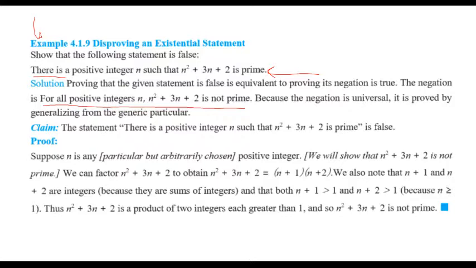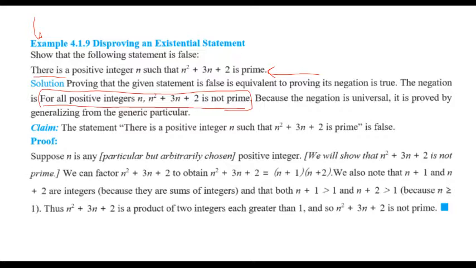So in order to prove that the existential statement is false, we just need to prove that this universal statement is true, because this is the negation of that existential statement. So if the existential statement is false, this universal statement must be true. So we are going to prove that for all positive integers n, n squared plus 3n plus 2 is not prime.